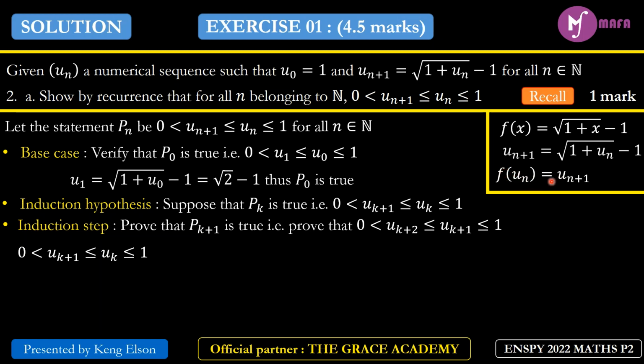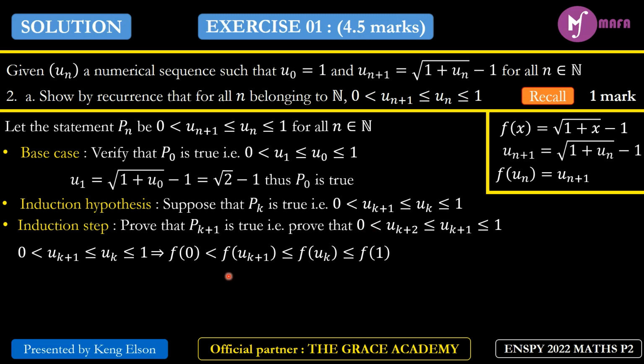Our f of u_n is equal to u_{n+1}. It therefore means that if I take f all through, I'm going to have f of 0 is less than f of u_{k+1}. I am taking f all through because I have identified that if I take f of u_{k+1}, I'm going to get u_{k+2}. Because here if you replace n with k plus 1, the right hand side is going to be k plus 2. So f of u_{k+1} will give me u_{k+2}. f of u_k will give me u_{k+1}. So it is already going in the direction where I want.